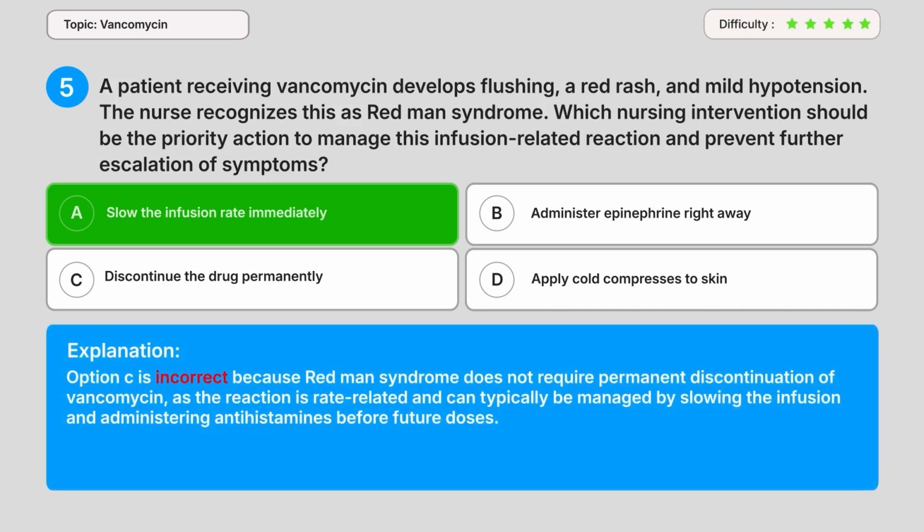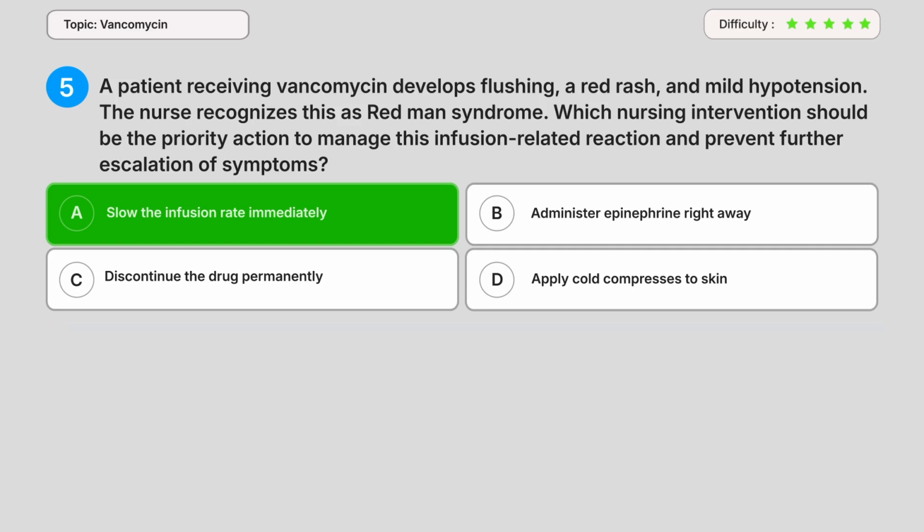Option C is incorrect because red man syndrome does not require permanent discontinuation of vancomycin, as the reaction is rate-related and can typically be managed by slowing the infusion and administering antihistamines before future doses.